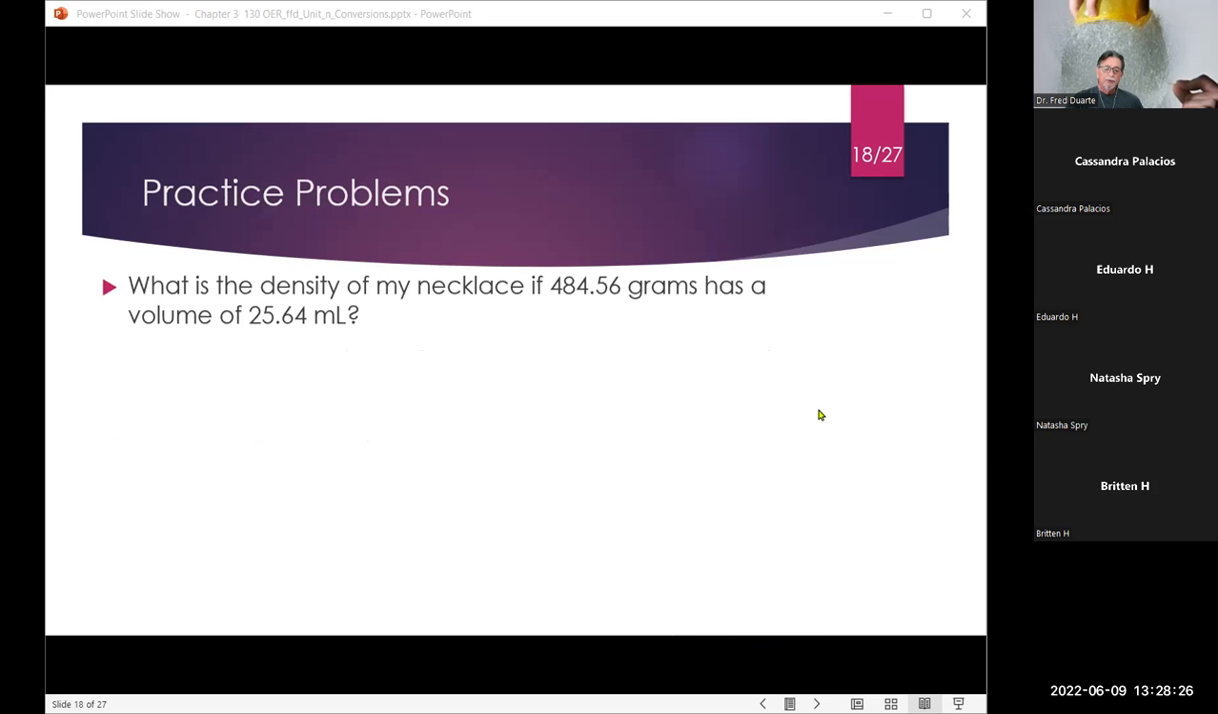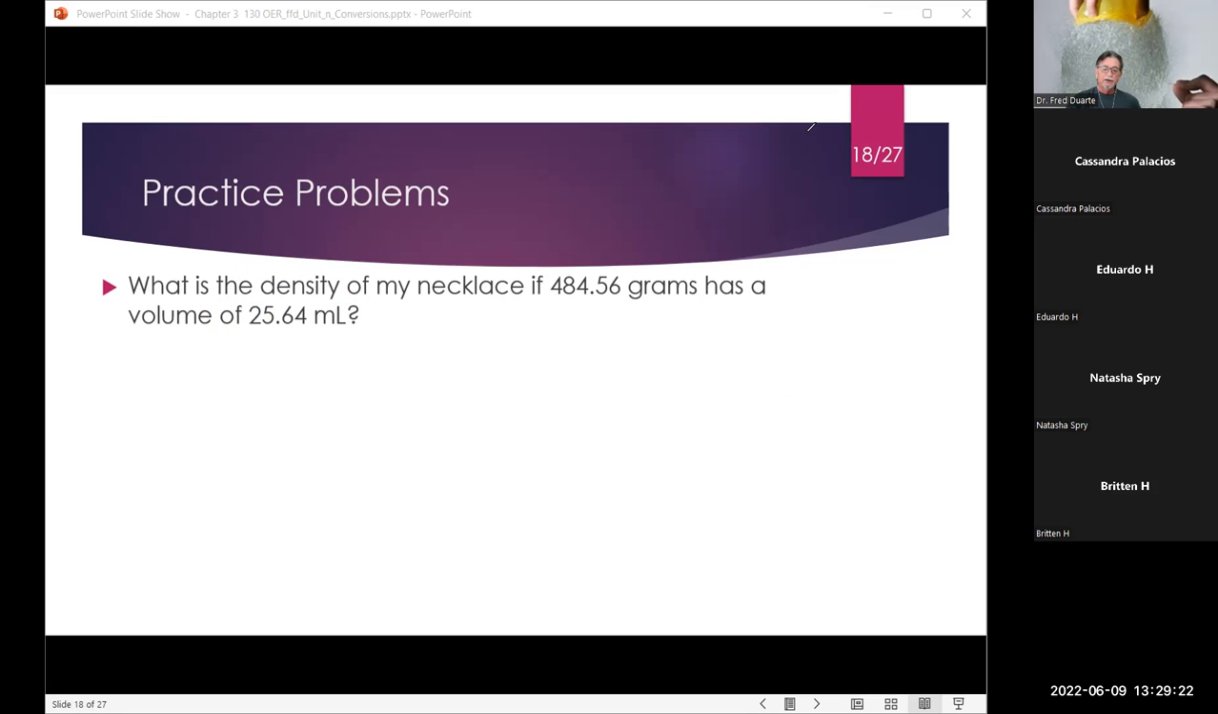All right, so with that information, then we can do some calculations. For example, what is the density of my necklace? Sorry, I don't have a necklace. Oh, yes, I do, I guess. You got a crucifix, so I guess I'll qualify. What is the density of my necklace, if it had a mass of 484.56 grams, and a volume of 25.64 milliliters, okay? With respect to this question, they're asking you for the density. Density is grams over milliliters. You're given the grams, you're given the volume, you simply plug it into the equation and do the math.